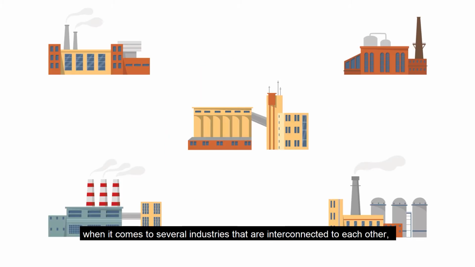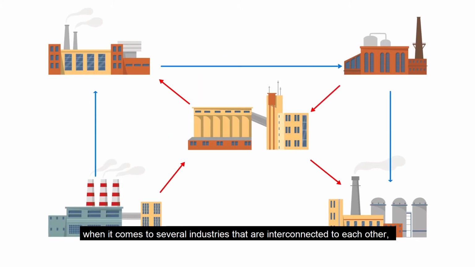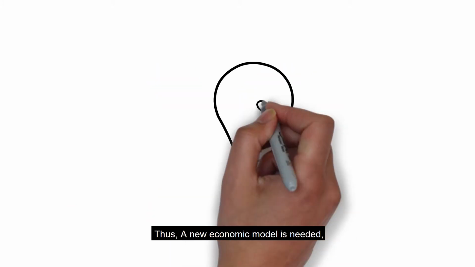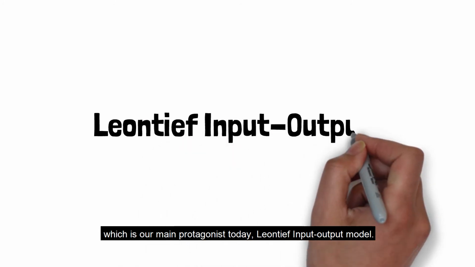But it has limitations. When it comes to several industries that are interconnected to each other, the curve is just not a good tool. Thus, a new economic model is needed, which is our main protagonist today, the Leontief input-output model.